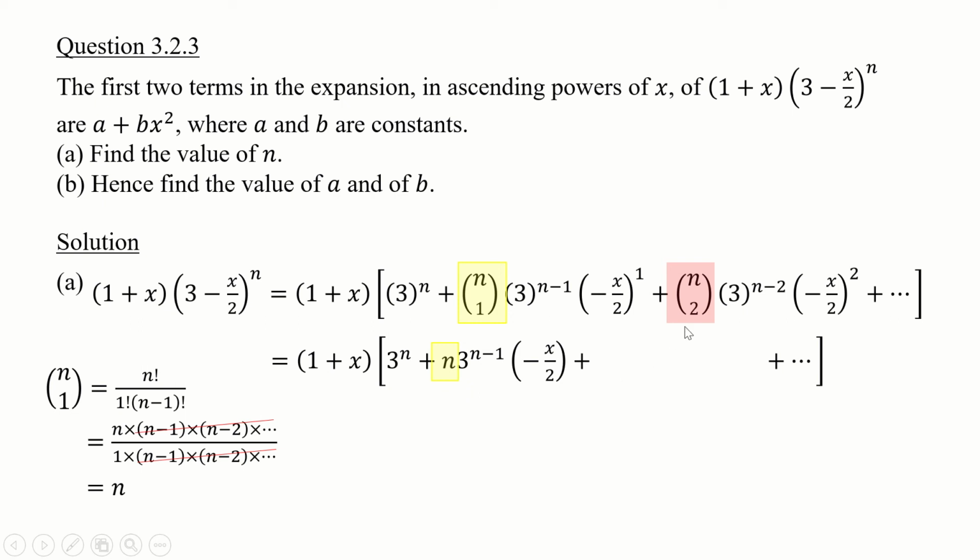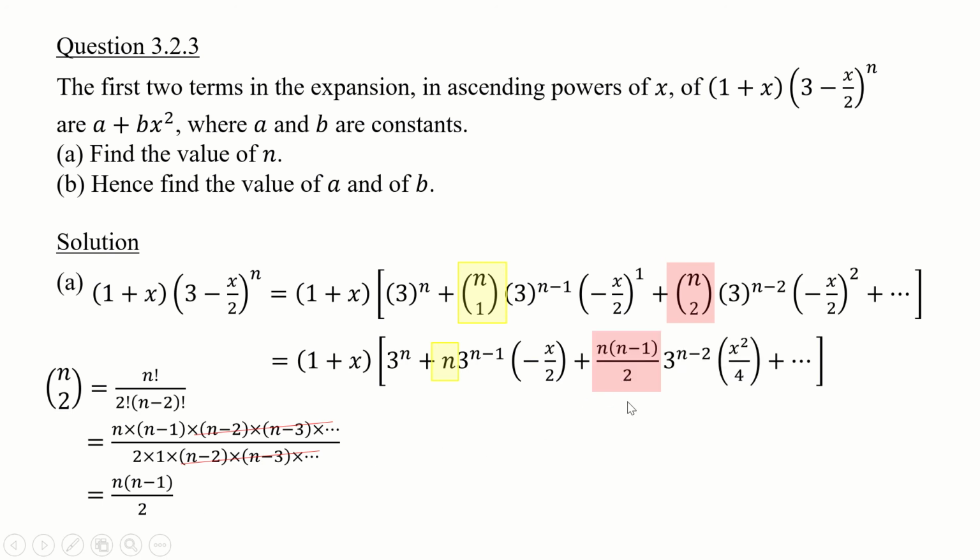Now let's do the same thing for n choose 2. n choose 2 will be n factorial over 2 factorial multiplied by n minus 2 factorial. So n factorial again will be n times n minus 1 times n minus 2 and so on. 2 factorial will be 2 times 1. n minus 2 factorial will be n minus 2 times n minus 3 and so on. Again, there are some common factors that can be cancelled out. This n minus 2 chunk over here and this n minus 2 chunk over here can be cancelled out. And so we are left with just n times n minus 1 over 2, as you can see here. So we can write this as n times n minus 1 over 2.